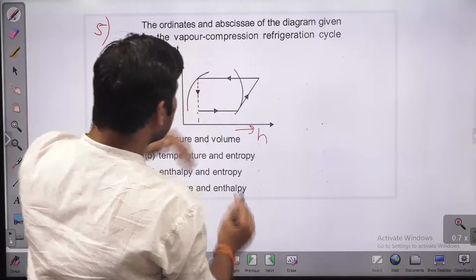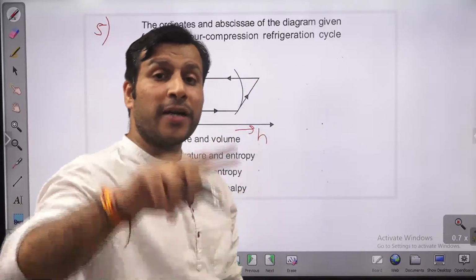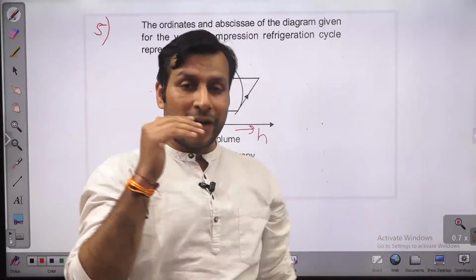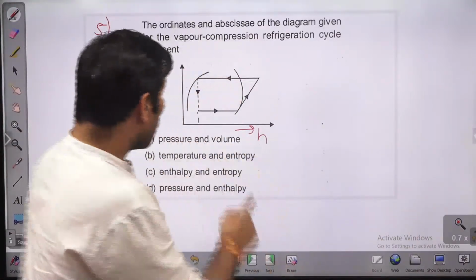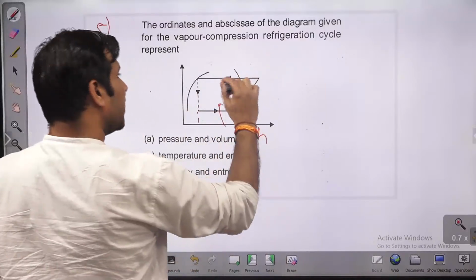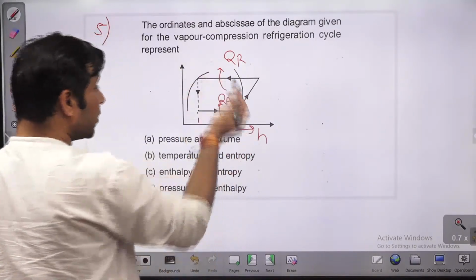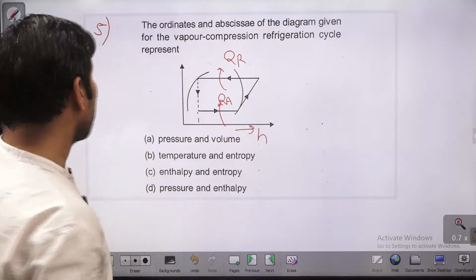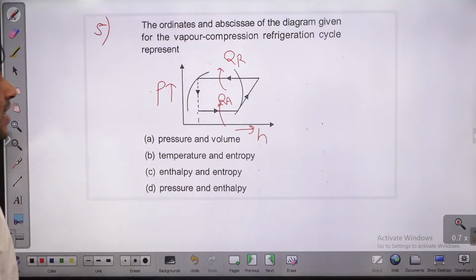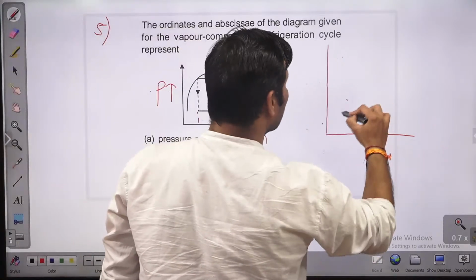And what is this? This is heat addition in the evaporator and heat rejection in the condenser, and both take place at constant pressure. So in the VCRS system, we have constant pressure heat addition, then isentropic compression, then constant pressure heat rejection, then isenthalpic expansion. These are the four processes in the VCRS system. So that's why this is nothing but a pH diagram. Which diagram is this? pH diagram.